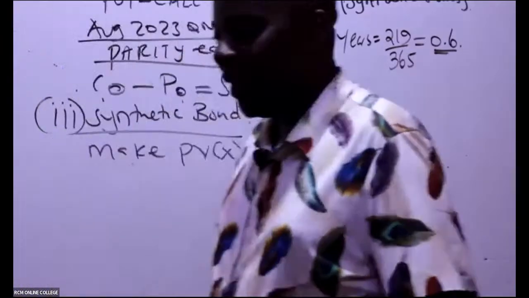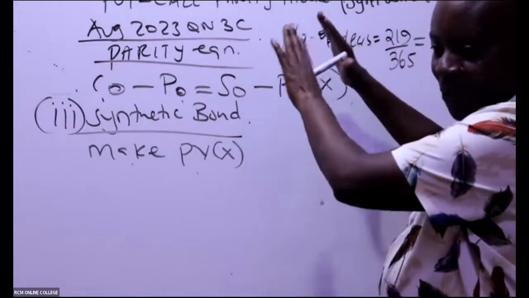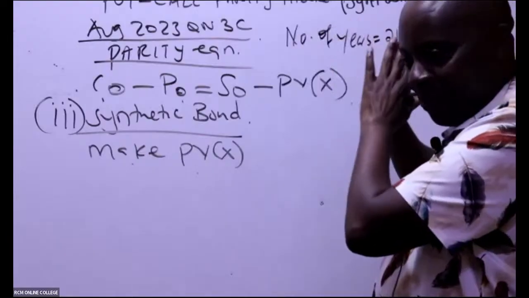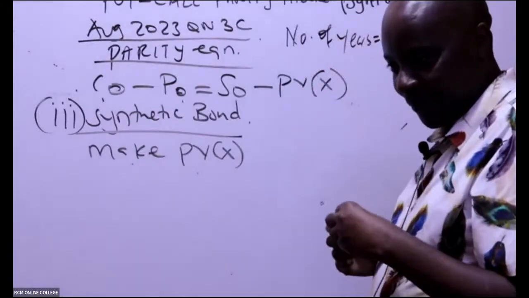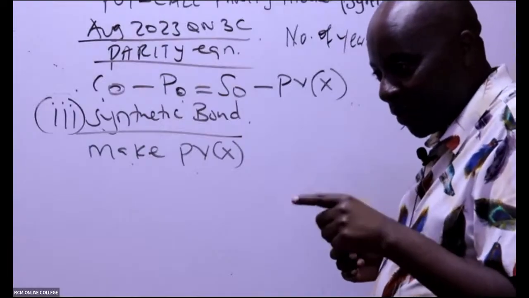So make PV the subject of the formula. Do we have a ninja who has been able? Remember, you're going back to the parity equation. You're going back to the parity equation. Let me see how they'll be able to make PV the subject of the formula.